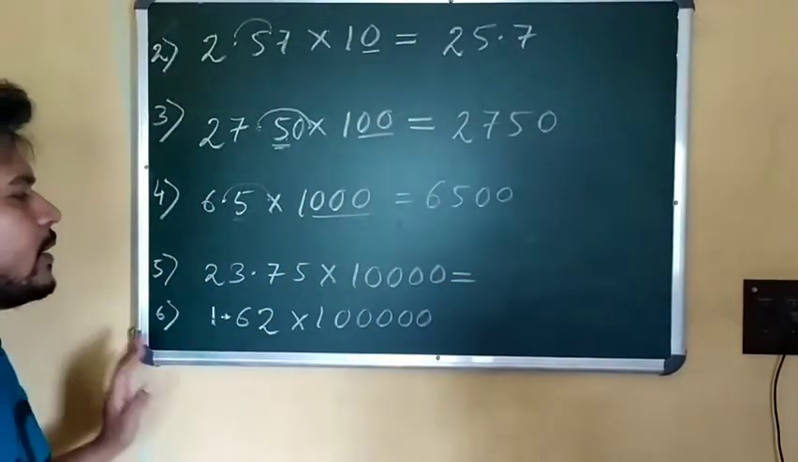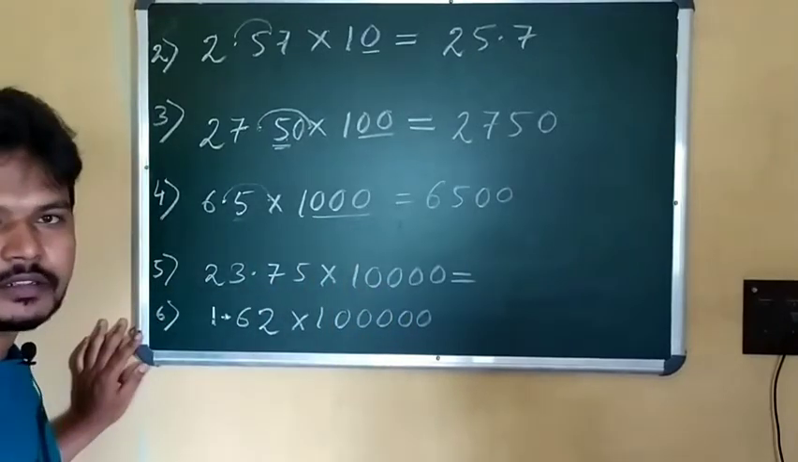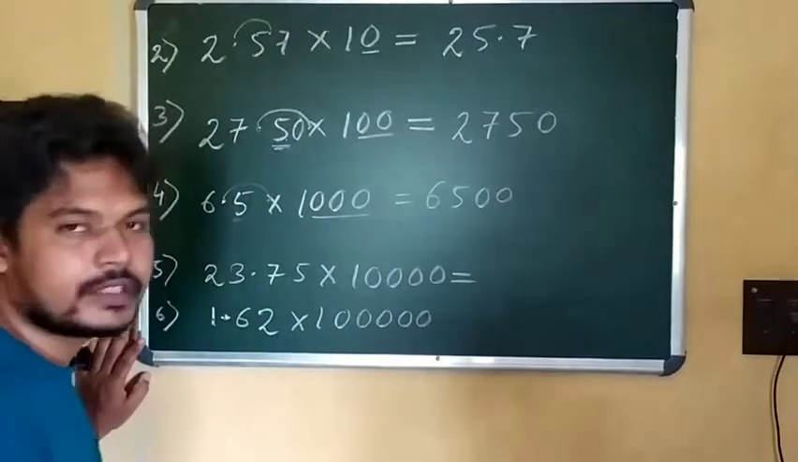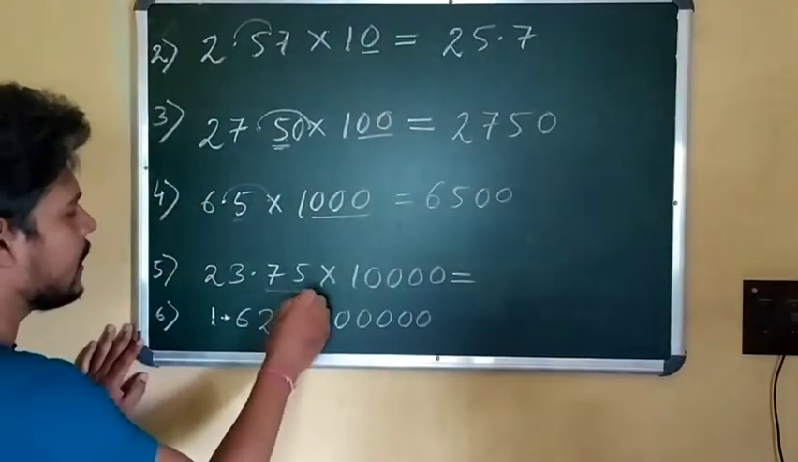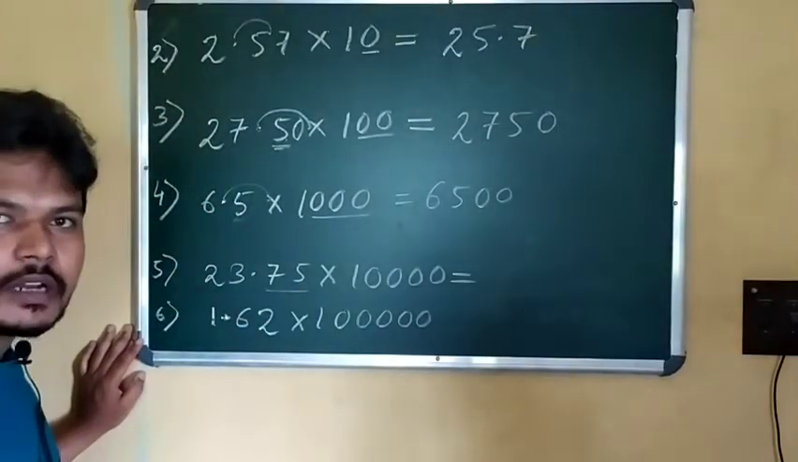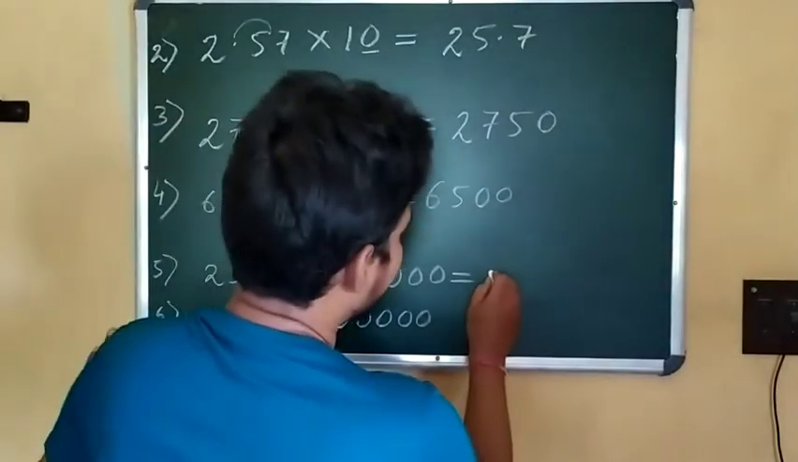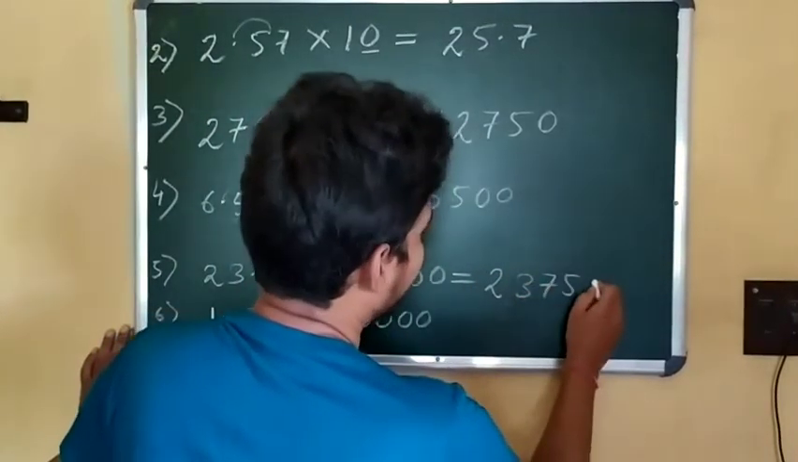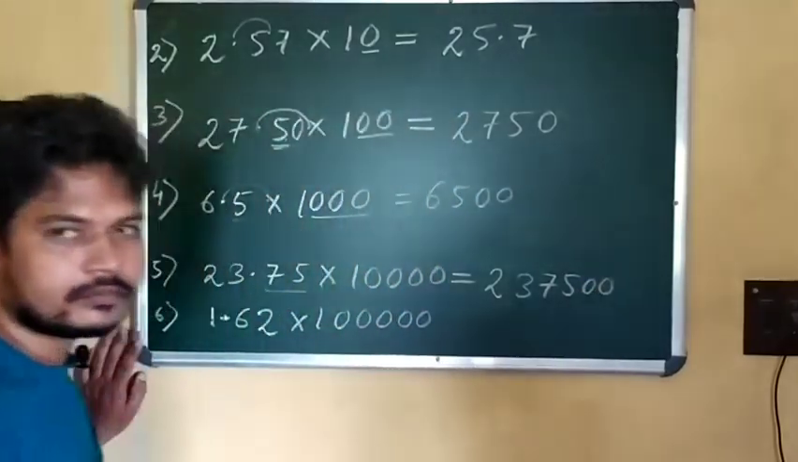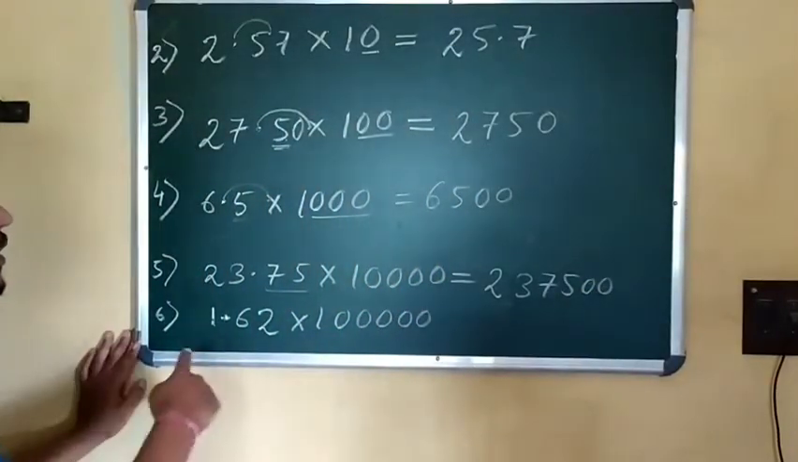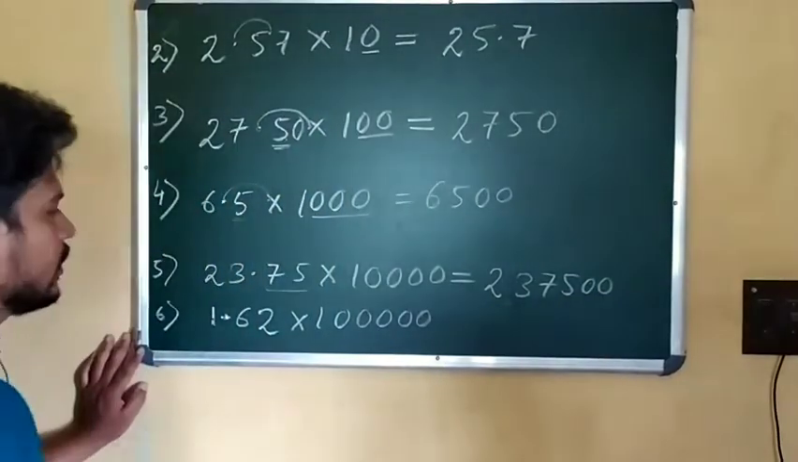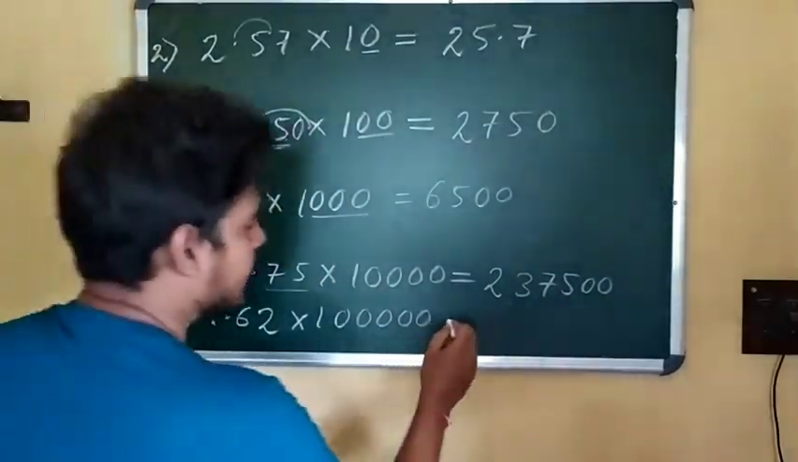23.75 multiplied by 10,000. So what happened? Here 1, 2, 3, 4 zeros are here, but at the decimal part of this number only 2 digits are placed. So what to do? 2, 3, 7, 5. You have to add 2 zeros. Now it becomes 237500. Okay. Now you come to the next math.